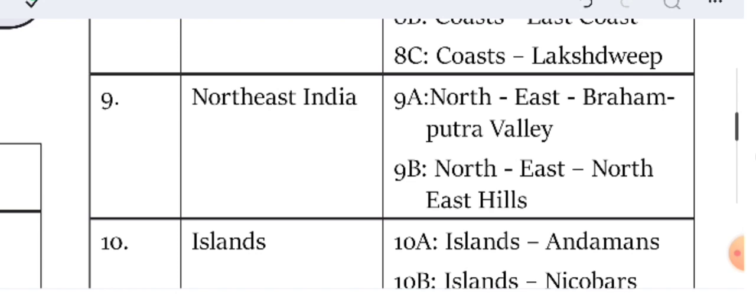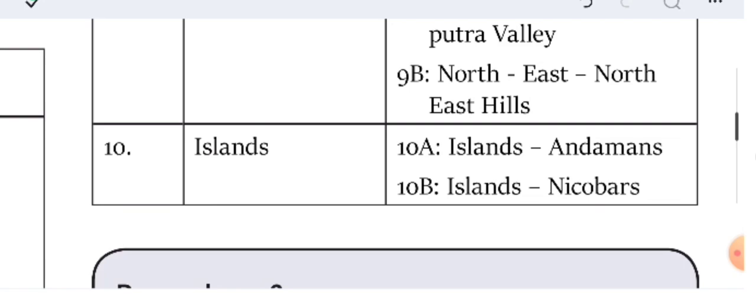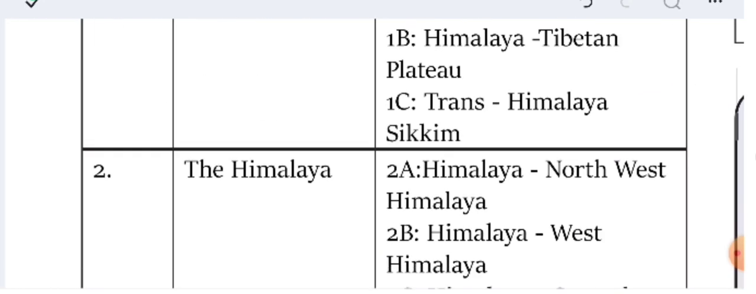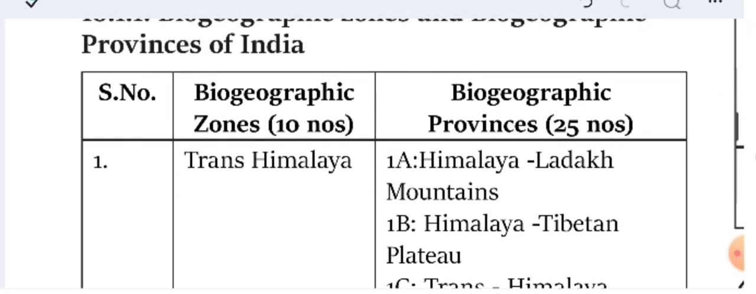Northeastern India में क्या क्या होगा? Northeast Brahmaputra Valley and Northeast Hill. Now island में होगा Andaman and island में होगा Nicobars. Okay, these are the zones and these are the provinces.